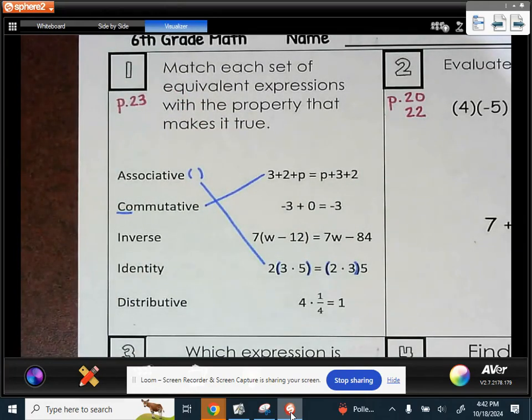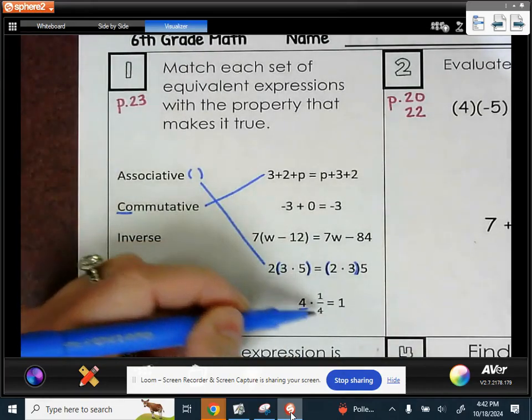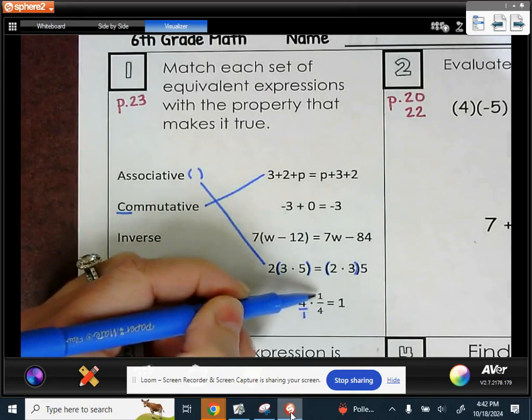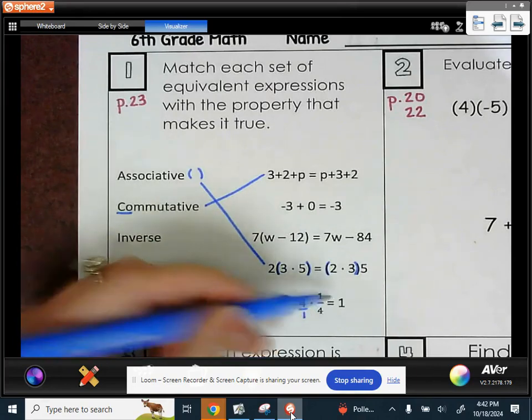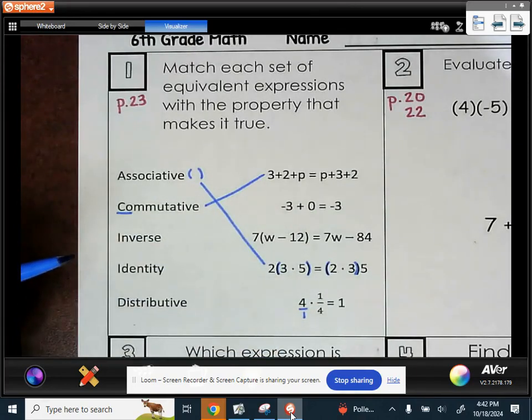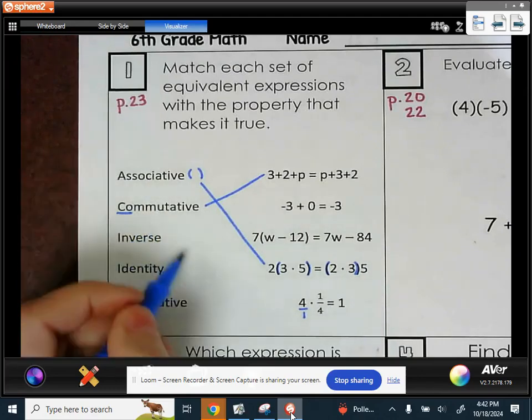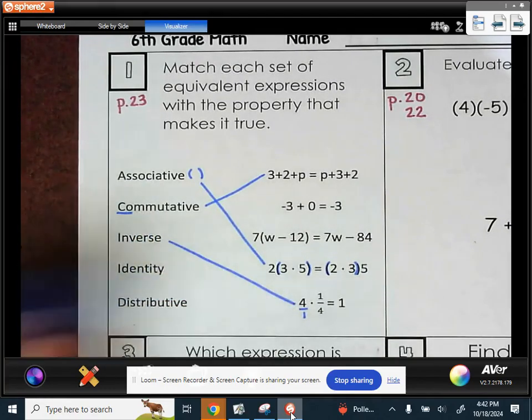The inverse property can be about adding two opposites and that being equal to 0, but I don't see anything about that. It can also be about multiplying a number times its reciprocal. So 4 is the same as 4 over 1. If you flip that to its reciprocal, that's 1/4. If we multiply that out, it equals 4/4, which is 1 whole. So that one is the inverse property.